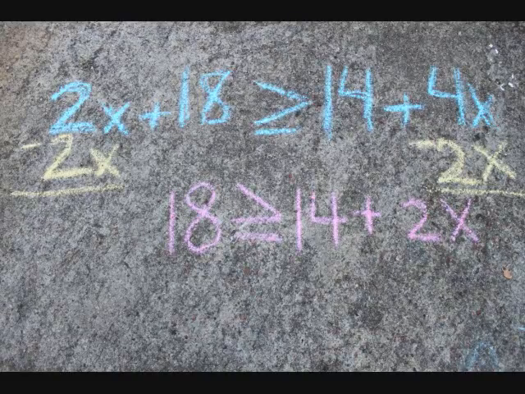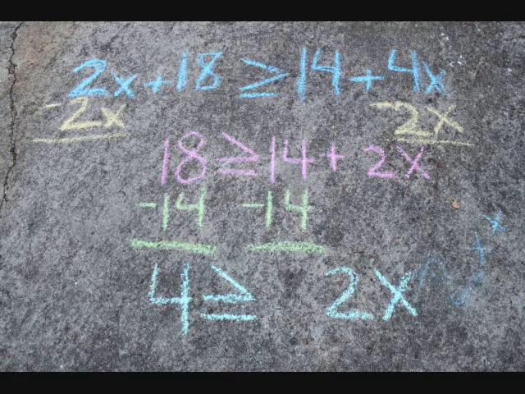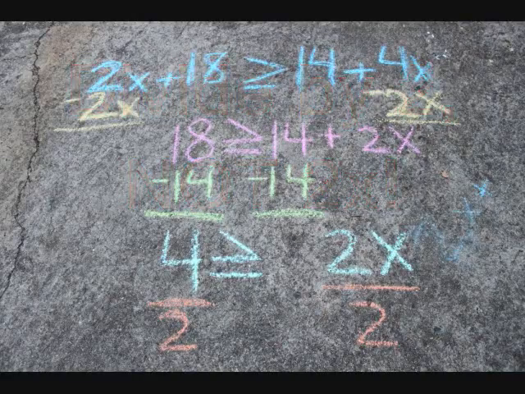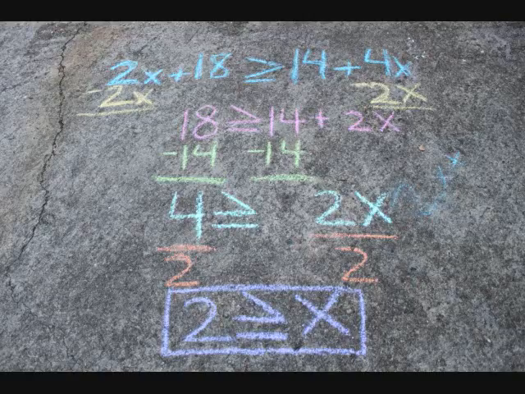From this, you only want the x on one side and the number on the other, so you subtract 14 from both sides, which leaves you with 2x is less than or equal to 4. Then you divide by 2, and your answer is x is less than or equal to 2.